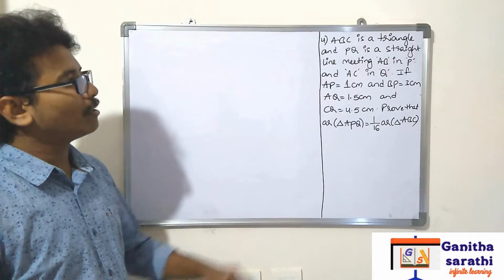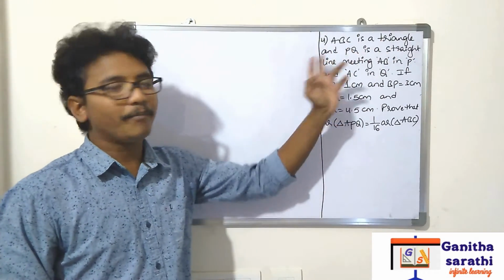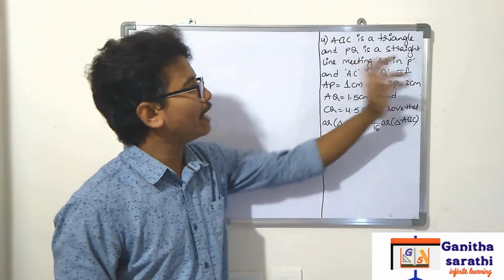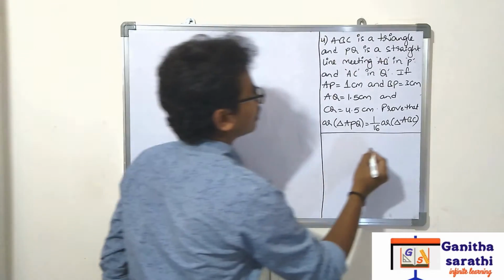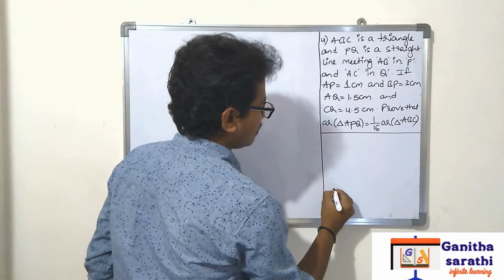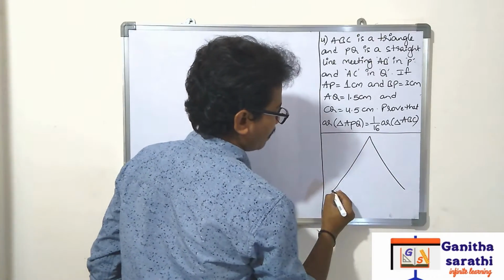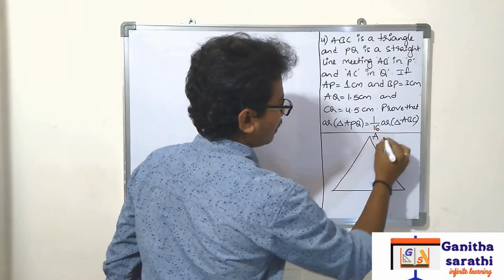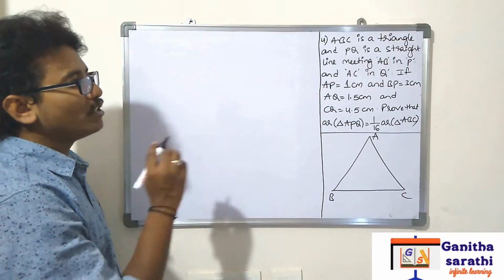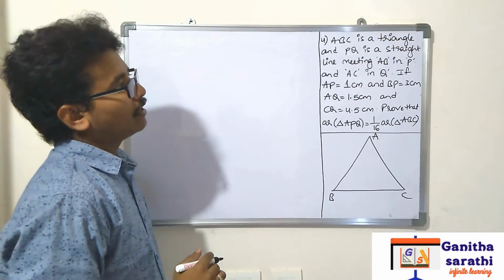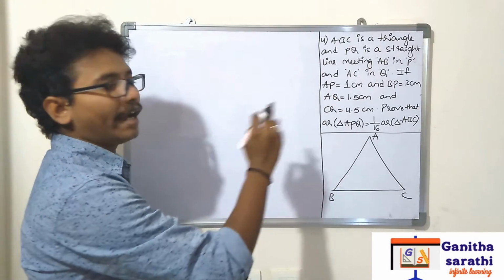ABC is a triangle. See the problem. ABC is a triangle and PQ is a straight line meeting AB in P and AC in Q. So see the diagram first. What is it saying? ABC is a triangle and PQ is a straight line meeting AB in P and AC in Q.